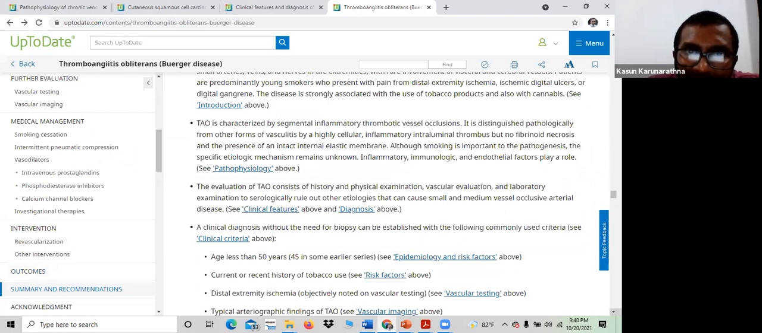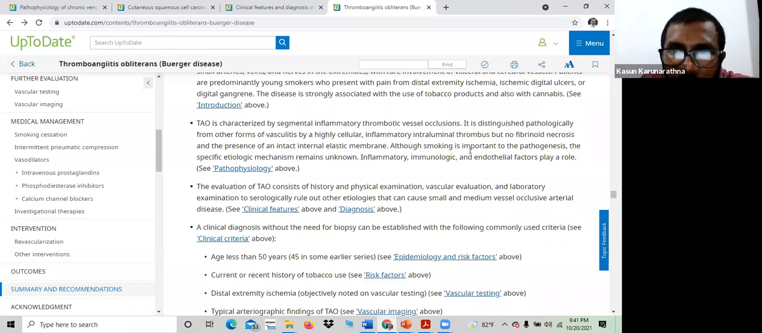So it is characterized by segmental inflammatory thrombotic vessel occlusion. It is distinguished pathologically from other forms of vasculitis by highly cellular inflammatory intraluminal thrombus, but no fibrinoid necrosis, and the presence of an intact internal elastic membrane. So if you take a biopsy, you can differentiate this inflammation in Buerger's from other vasculitis and atherosclerotic reactions, right? This is basically a diagnosis of exclusion. The clinical picture will be more suggestive, but still you have to exclude other vasculitis and other diseases which cause smaller vessel occlusion, right?